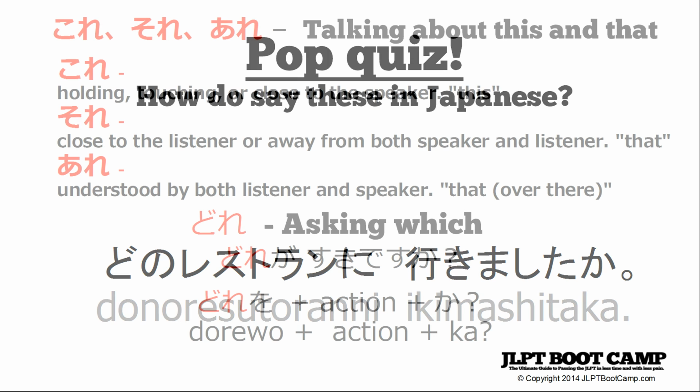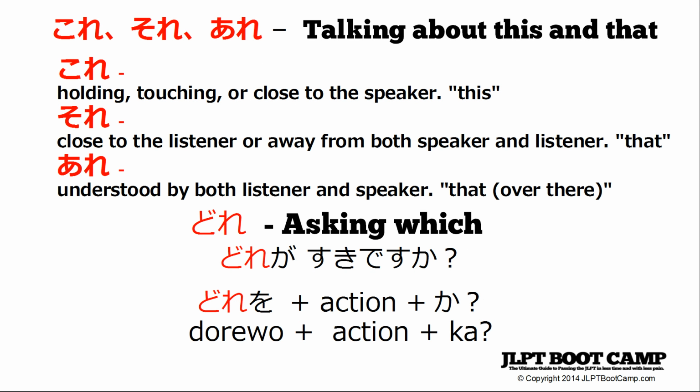So real quick review again, kore, sore, and are. Kore is something you're holding, touching, or is close to the speaker. That's this. Sore is something that is close to the listener or on the listener's side of the room, or it could be even something that's equidistant between the speaker and listener that neither of you are touching or even looking at, but is kind of in your area. Are is something that's distant, is far away from the listener and speaker, or is understood between the speaker and listener. You've talked about it before. It's something that you talk about a lot, or you both know about.